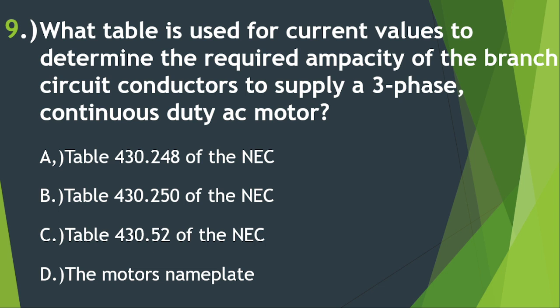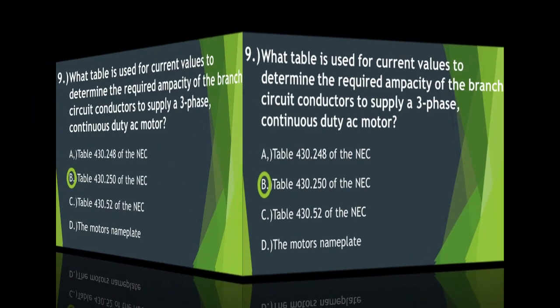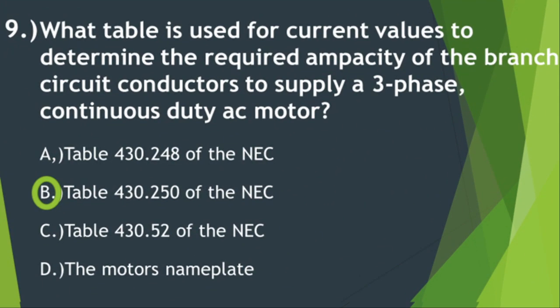Number 9. What table is used for current values to determine the required ampacity of the branch circuit conductors to supply a 3-phase continuous duty AC motor? A. Table 430.248 of the NEC. B. Table 430.250 of the NEC. C. Table 430.52 of the NEC. D. The motor's nameplate. Answer is B, Table 430.250 of the NEC.